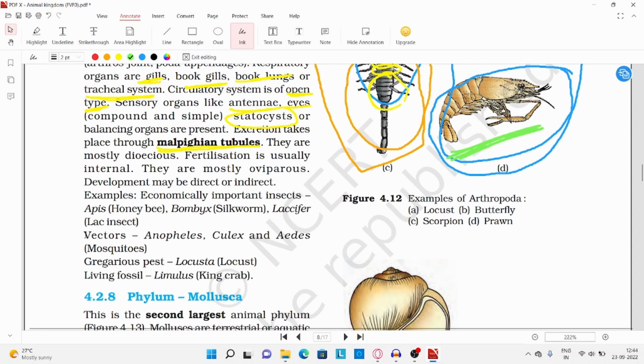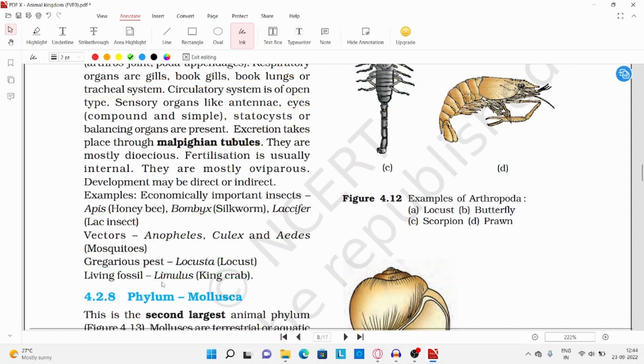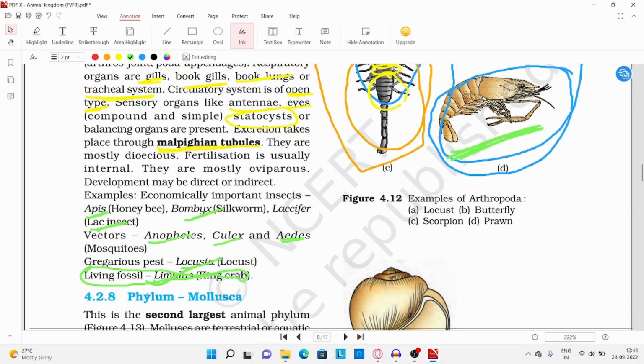Next, you know insects are very economically important. For example, honeybees, silkworms, and lac insect, Laccifer. They also act as vectors for diseases, for example, Anopheles, Culex, and Aedes mosquitoes. Then some of them are pests, for example, locust, and a few are living fossils. Living fossil means a very old evolved organism which still exists, like king crab or Limulus.